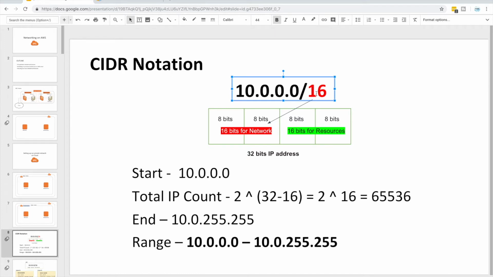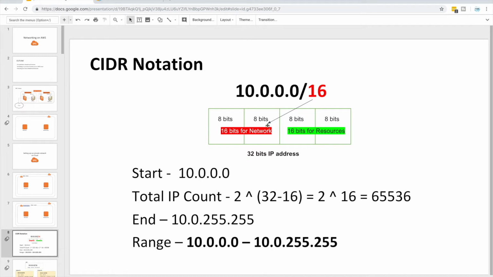This is the 10.0.0.0/16 CIDR. In this CIDR block, this 16 represents the 16 bits for the network. As you know, an IP address consists of 32 bits, and out of those 32 bits, 16 bits are reserved for the network in this CIDR block. The standard way of representing a 32-bit IP address is using 8-bit blocks. As you can see, this is one block, another block, a third block, and the fourth block. The first two blocks comprise 16 bits, and that is reserved for the network, and the remaining 16 bits are allocated for the resources.